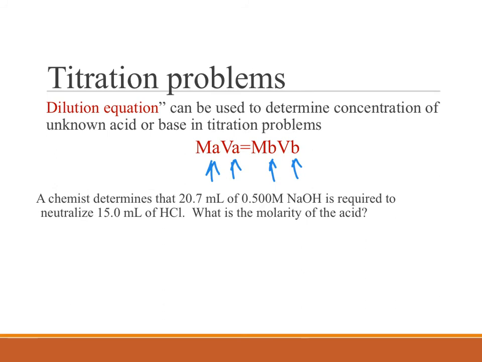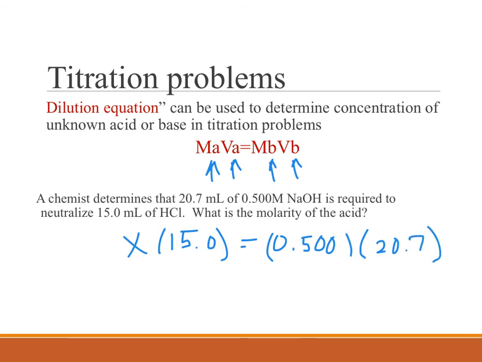So to give you an example, the chemist determines that 20.7 milliliters of 0.5 molar sodium hydroxide is required to neutralize 15 milliliters of hydrochloric acid. What's the molarity of the acid? So again, we're being asked to figure out the molarity of the acid, so that will be our X. We know our volume of our acid is 15.0 milliliters. We have a known molarity for our base, 0.500 molar, times 20.7 milliliters. Since it's milliliters on both sides, I don't have to change any of the units.